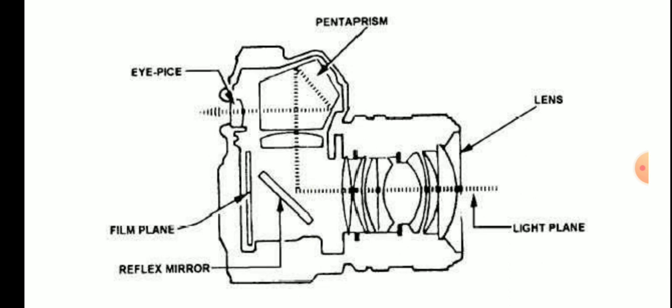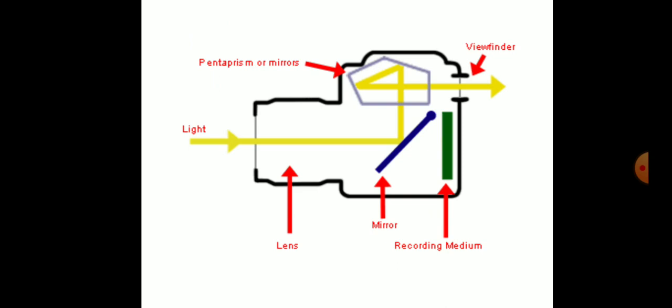The lens is an essential part of the camera, and your image quality varies with the type of lens you're using in the camera. Then the light plane is basically the hole through which the light will enter the lens. This is also the anatomy of a camera. Light will be entering, which is shown over here in yellow color.